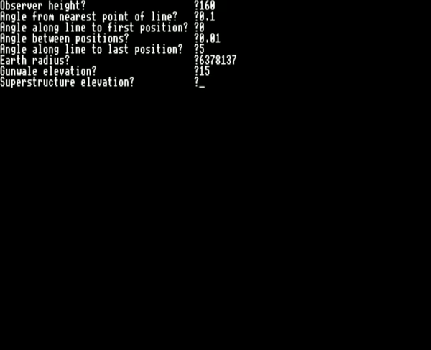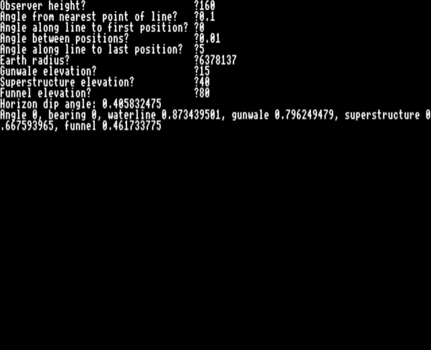50 meters? That's insane. 40 meters to the top of the superstructure. This thing is immense. And funnels at 80 meters up. Good grief, this ship is tall. There's your horizon dip angle from 160 meters up. 0.4058 degrees. And that's all your positions when it is not very far away due east of you. That's all your dip angles, sorry.